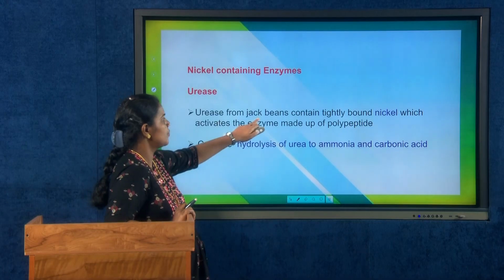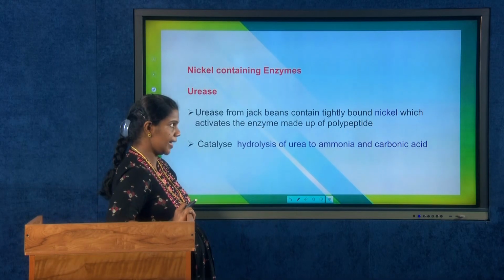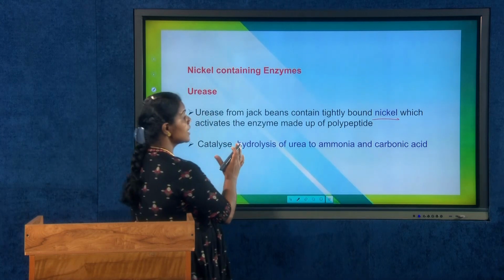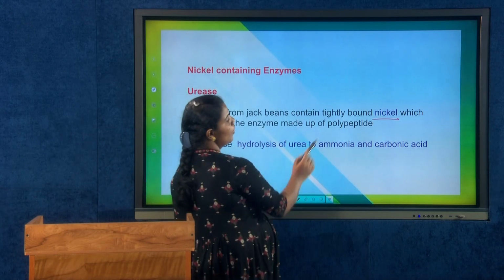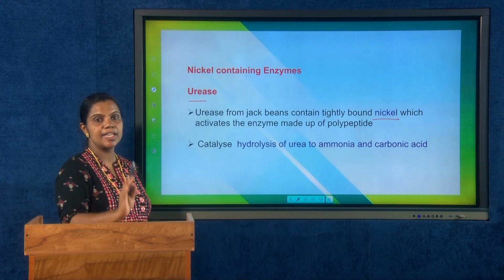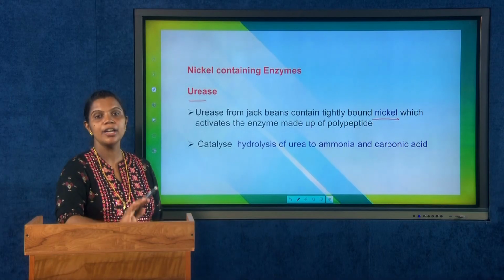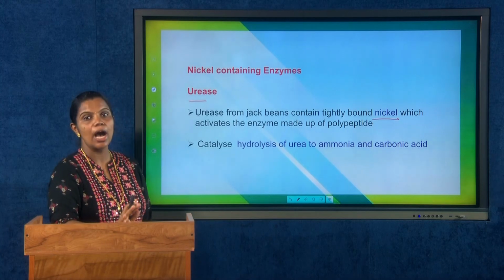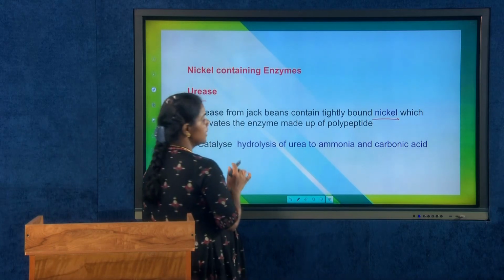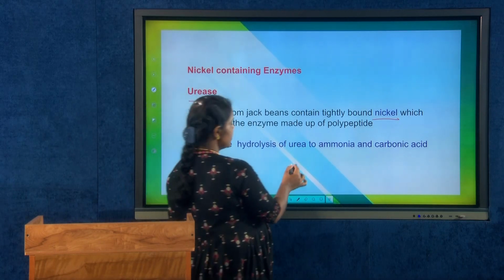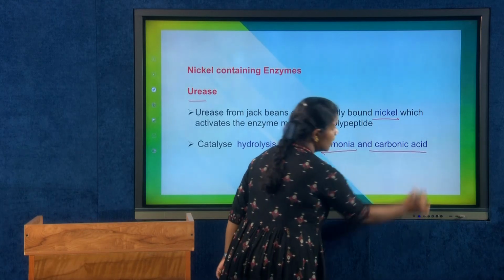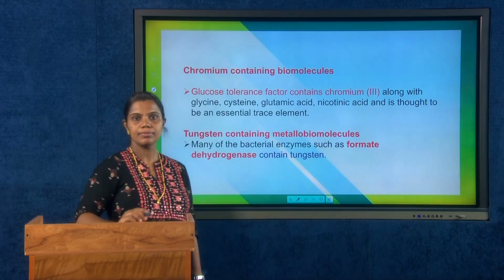It is found in jack beans and it contains tightly bound nickel metal which activates the enzyme made up of polypeptide. Urease contains nickel and it is utilized to catalyze the hydrolysis of urea to ammonia and carbonic acid. That is, the urease enzyme catalyzes the hydrolysis of urea into ammonia and carbonic acid.